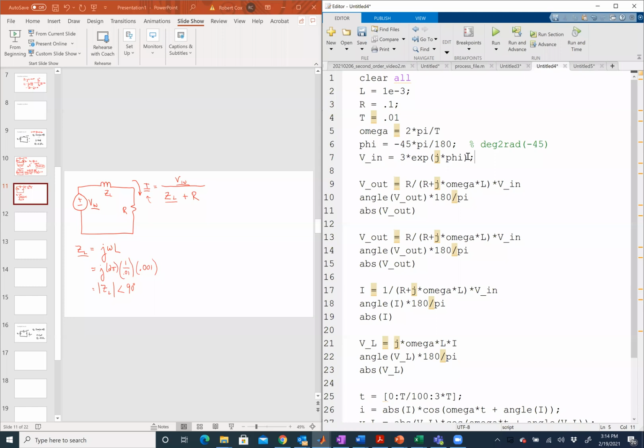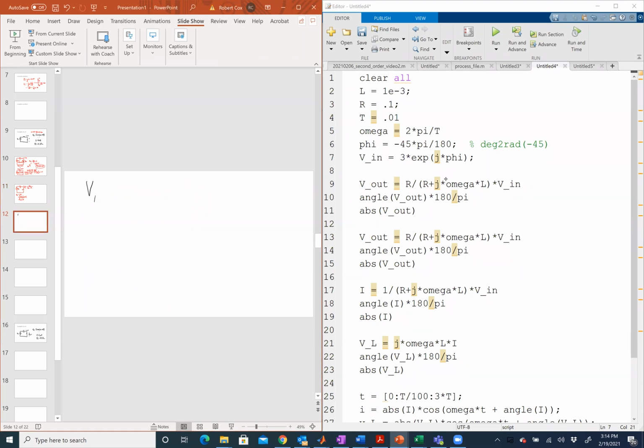What I also did here was define for myself what the phasor was. Let's see what's going on. We said before that the phasor for Vin was 3 angle negative 45 degrees. If I wanted to put that in exponential form, how would I write it? 3e to the negative j 45 degrees. So I entered it that way in MATLAB.